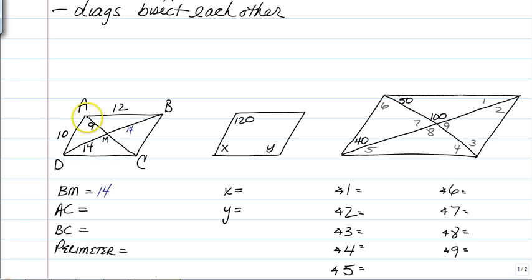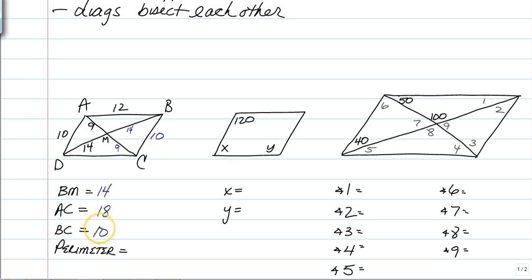AC. Well, we see that AC is a full diagonal's length. So the full length of the diagonal means that this piece is 9 and this piece is going to be 9, so AC is going to be 18. Finally, we're looking for BC. So BC is the right side, and remember, opposite sides are congruent, so it's got to be the same length as the left side.